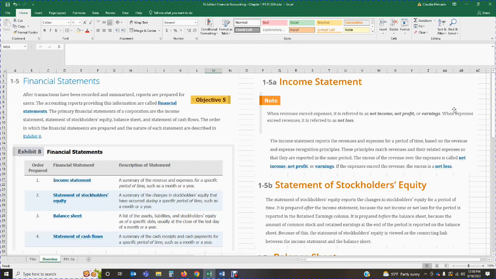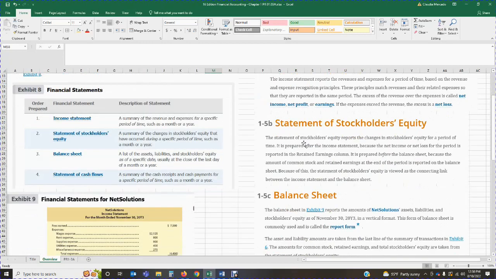If our expenses exceed our revenues, that is referred to as a loss. We don't want to have losses. If we have continuous losses, we have to identify what is causing us to have a loss. Either we have too high of expenses or we are not generating enough revenues. So an analysis would have to be performed. Basically, the income statement reports the revenue and expenses for a period.